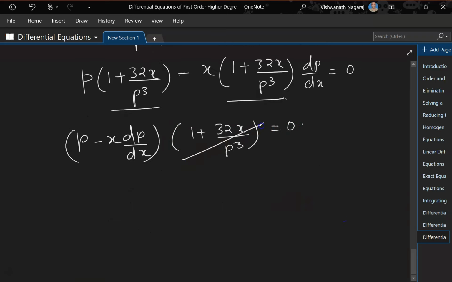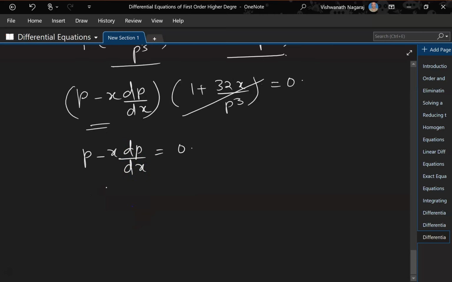Okay, now this will give us only one single solution, so let's focus on this. p minus x dp by dx equal to 0. So let's separate out the variables. So for that we take it to the other side, it becomes minus p, minus minus gets cancelled.